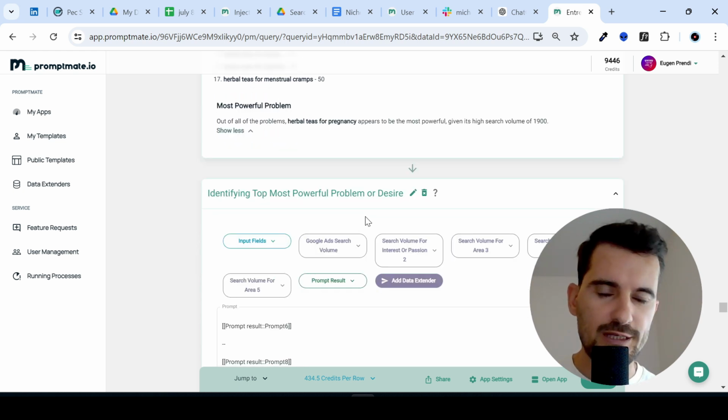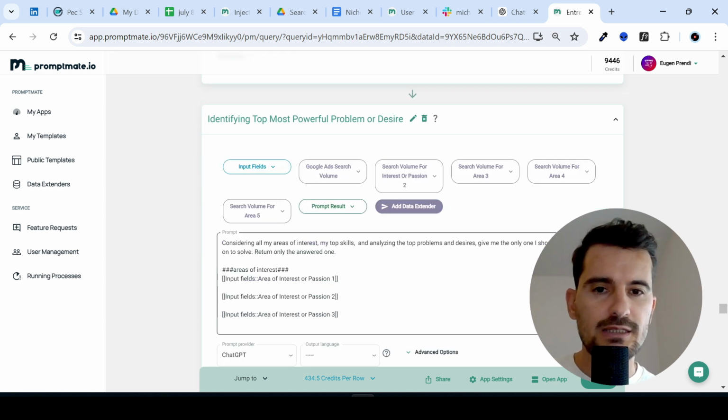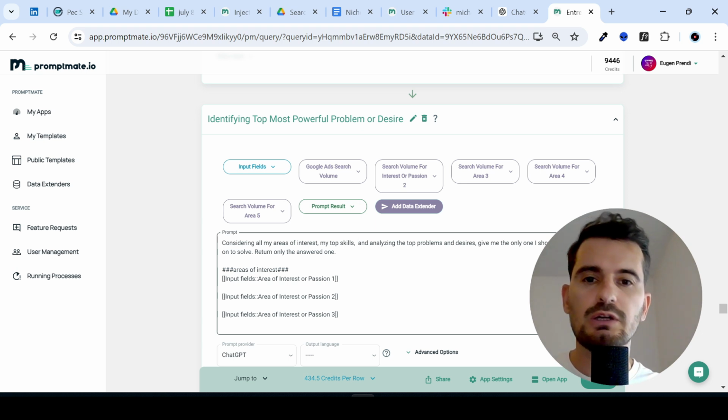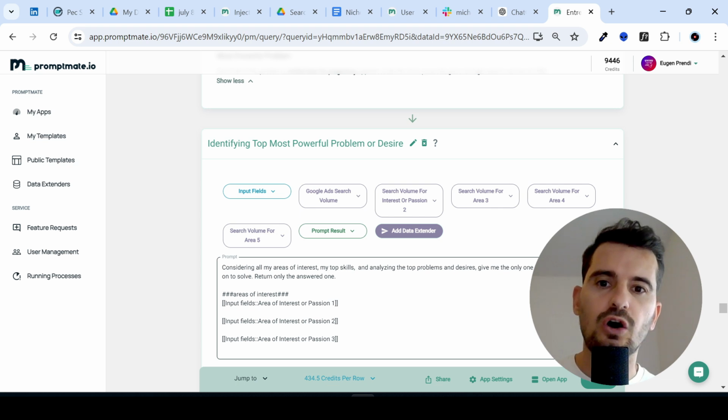Now we enter a new phase within this template, within this AI app, right? Because now we take all these problems and say, identify the top most powerful problem or desire. But this is not just done by taking these 5 and saying, okay, this is what humanity needs, right? This again is done based on the top skills. So as you can see, we added the top skills from the input here. And we say, considering all my areas of interest, my top skills, and analyzing the top problems and desires, give me the only one I should be focusing on to solve. Return only the answer.